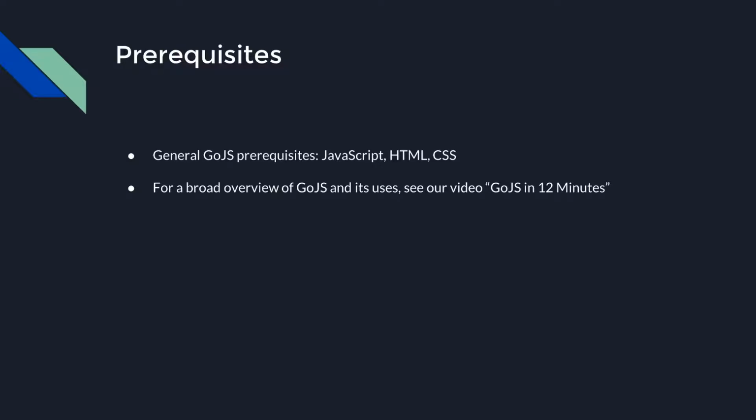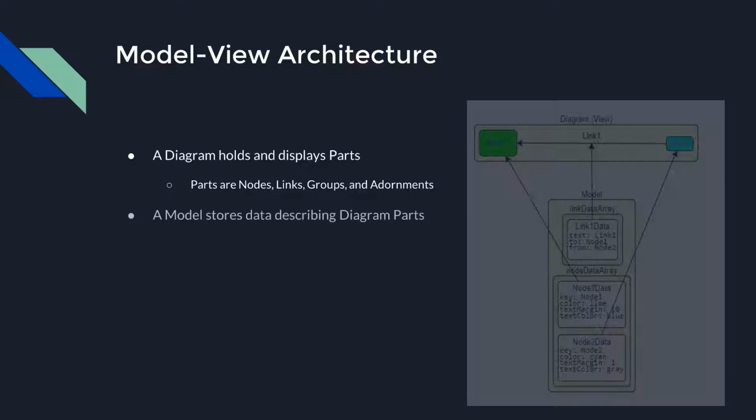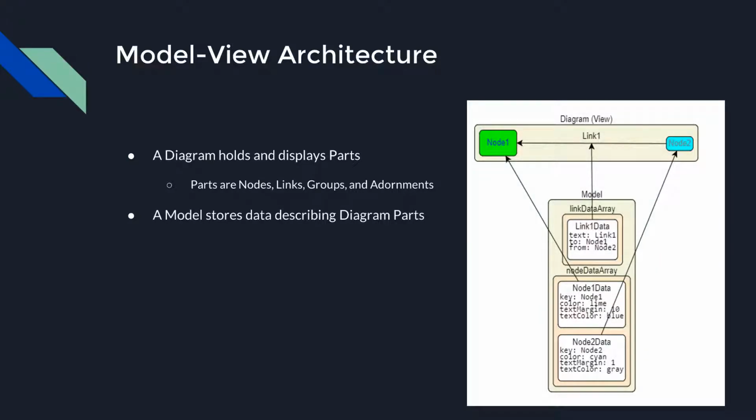The parts of a GoJS diagram, which can be nodes, links, or groups of nodes and links, are visualizations of data that are stored and managed by a model. Models hold data that describe nodes and links, and diagrams act as views to visualize their model's data using actual GoJS node and link objects. As such, GoJS has a model-view architecture.